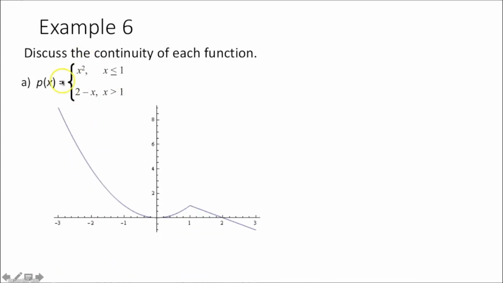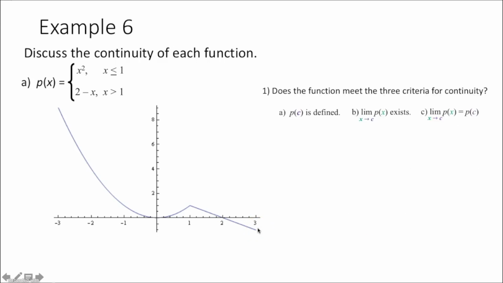It looks something like this, where we have y equals x squared for all x less than or equal to 1. And then when x is greater than 1, we have the function 2 minus x. So, again, does this function meet the 3 criteria for continuity? Is p of c defined for all x equals c? Is there anywhere where this function is not defined?